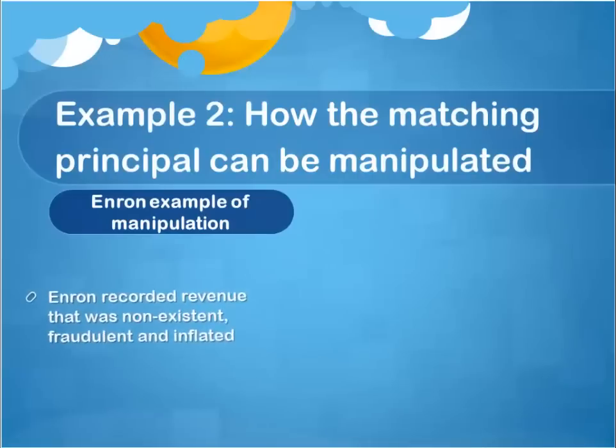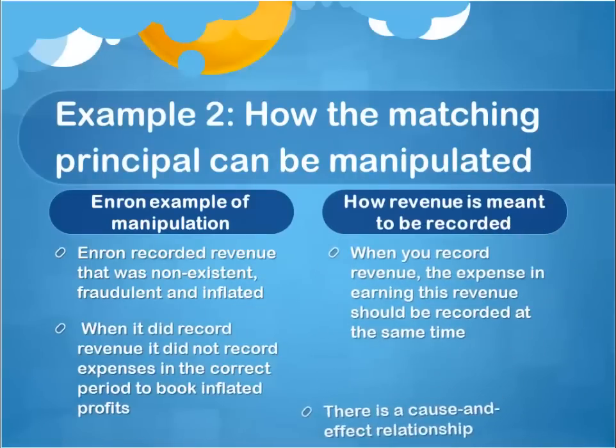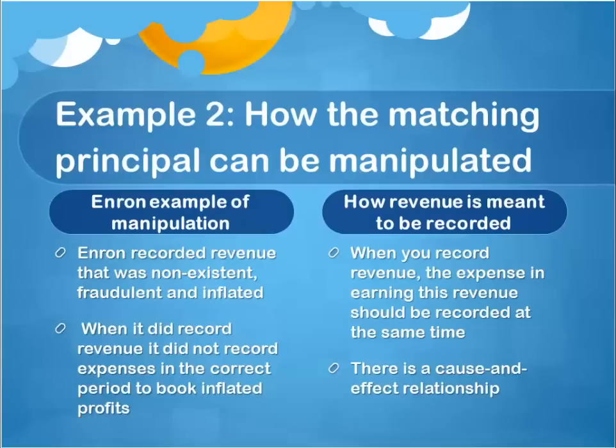Example 2. Enron booked revenues before they had been earned and recorded expenses when it was beneficial to them. The primary motivations for Enron's accounting and financial transactions were to keep reported income and reported cash flow up, asset values inflated, and liabilities off the books. Whereas under the matching principle, when you record revenue, you should also record the expenses directly related to the revenue at the same time. Thus, if there is a cause and effect relationship between revenue and expenses, they should be recorded in the same accounting period.